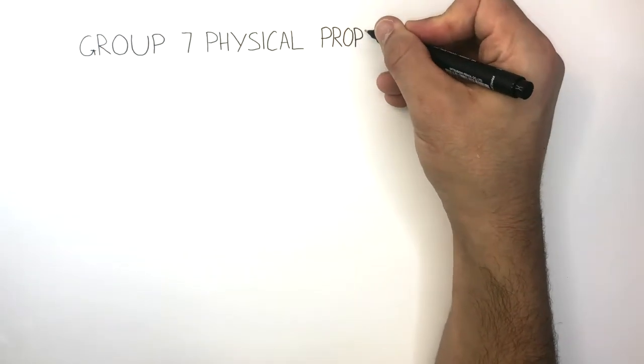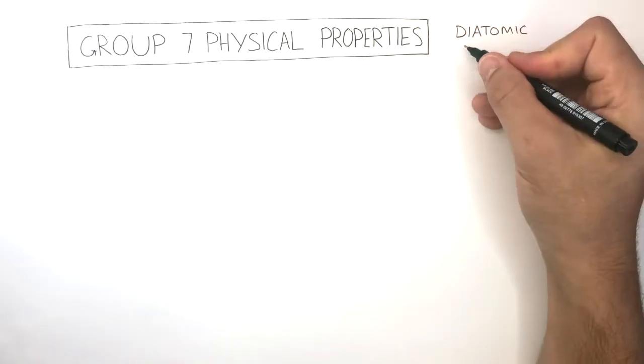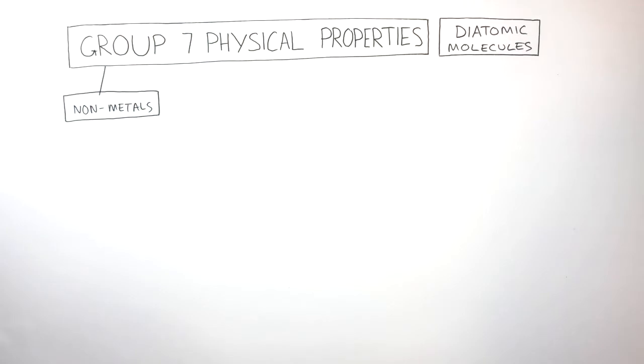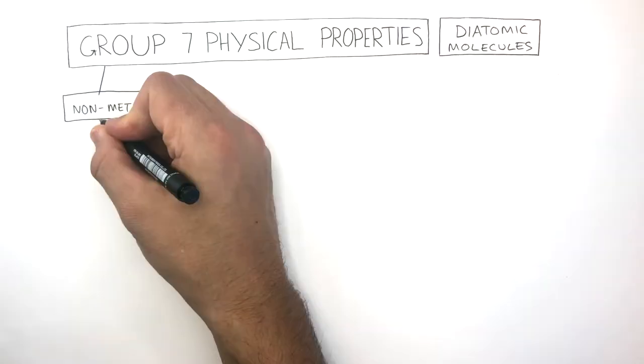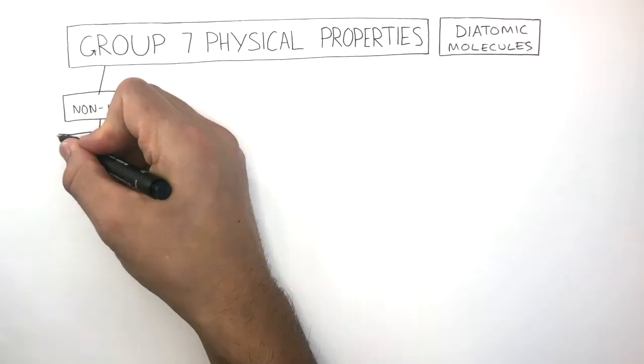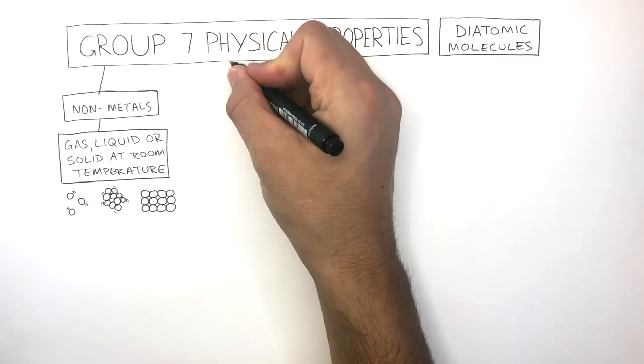Group 7 physical properties are controlled by the fact they exist as diatomic molecules. Halogens are nonmetals. They're found in nature as diatomic molecules, where there are two atoms covalently bonded to each other. Halogens exist as gas, liquid, or solid at room temperature, and we'll explicitly go through this later in the video.